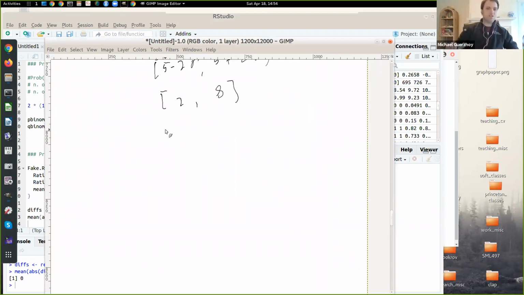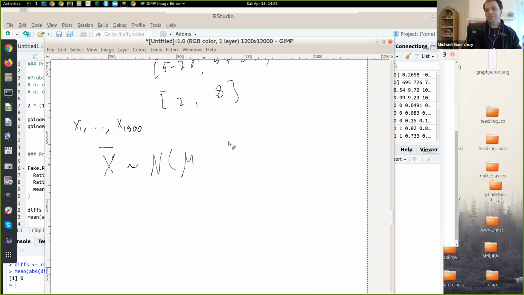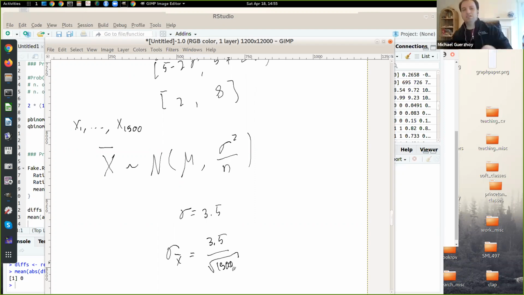That has to do with the sampling distribution of X bar. If you have X1 and so on up to X1900, and then you measure X bar, the average of those, that's going to be normally distributed with mean mu, the same mean as those, and variance sigma squared divided by n. If you assume that sigma is 3.5, then the sigma for X bar is going to be 3.5 divided by the square root of 1900, in case you have 1900 tasters.